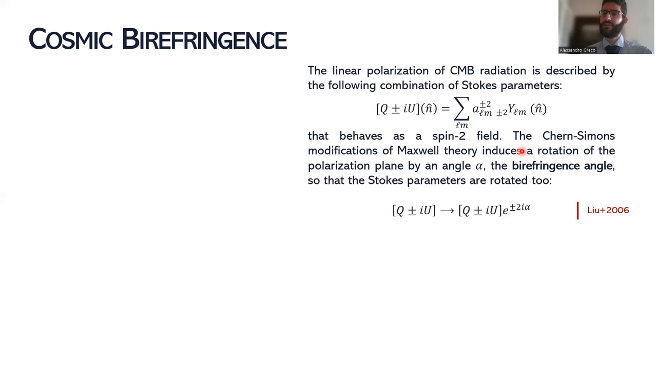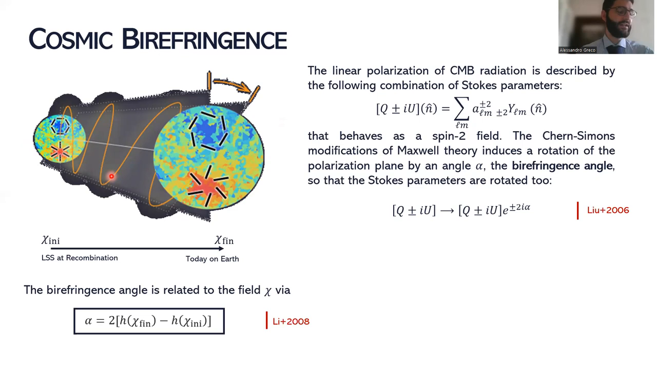So you see that this CMB sky as we observe it today, after the propagation of the photons, is no more what you had at the last scattering surface. So you have this rotation of the Stokes parameters, and so this modification of the CMB polarized fields. And the birefringence angle, it can be shown, is proportional to the difference in value of the field chi.